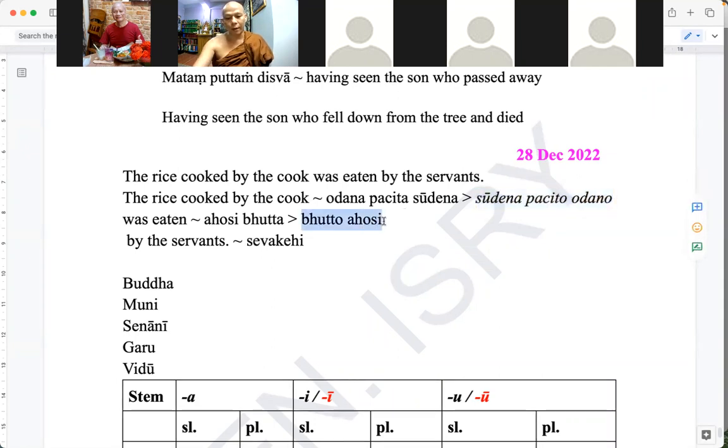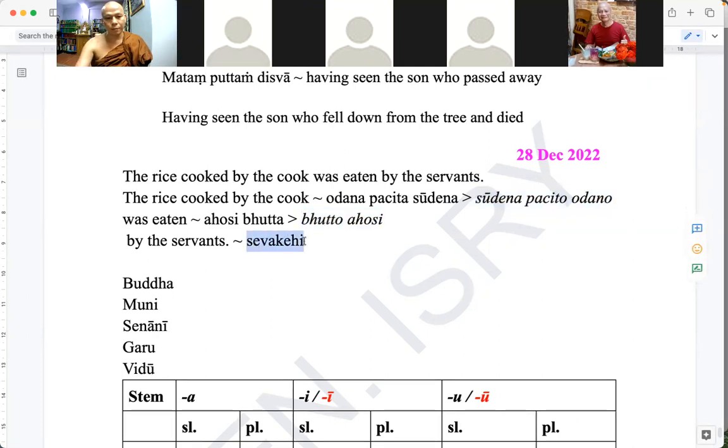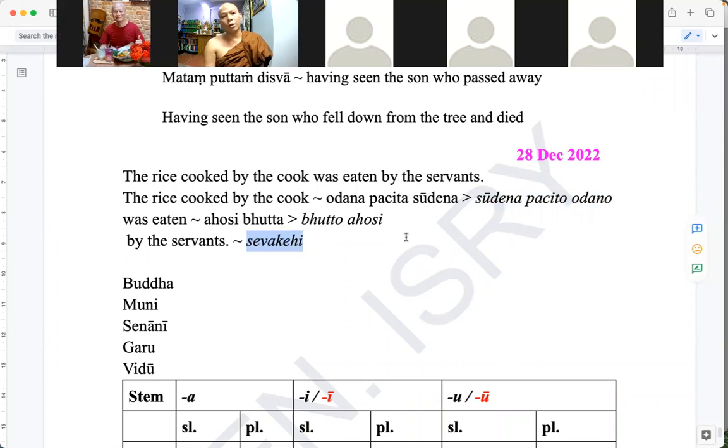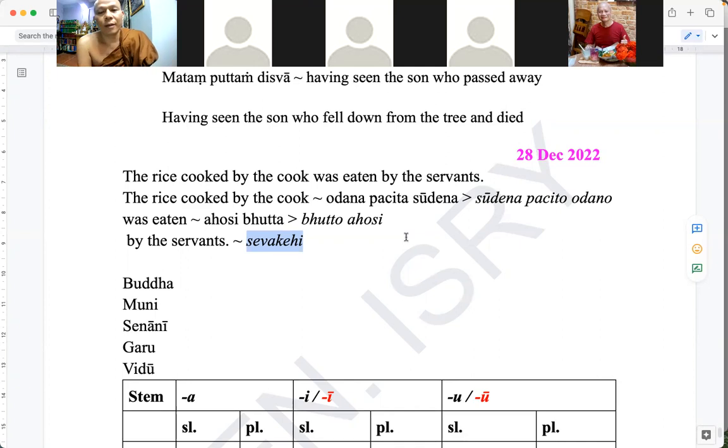So the whole line we can understand like this. Dhammadhara: Bhante, referring to this bhutta ahosi, can we use bhunjita ahosi? Also two ways, from the root or from the base. Anywhere you like, you can. Thank you, Bhante. Now the whole line: sudena pacito odano sevakehi bhutto ahosi.